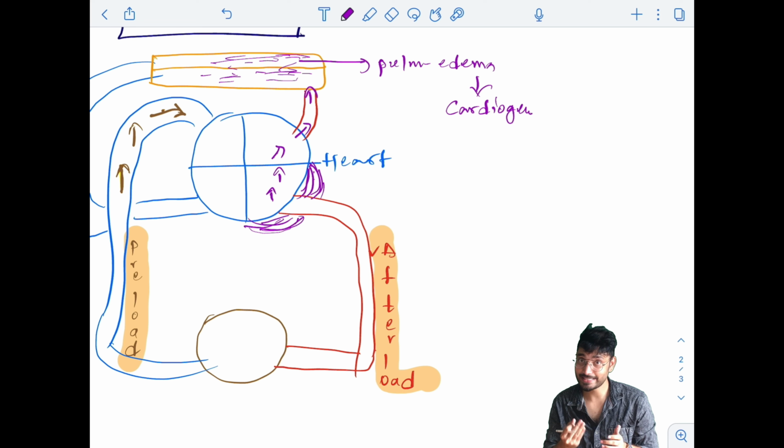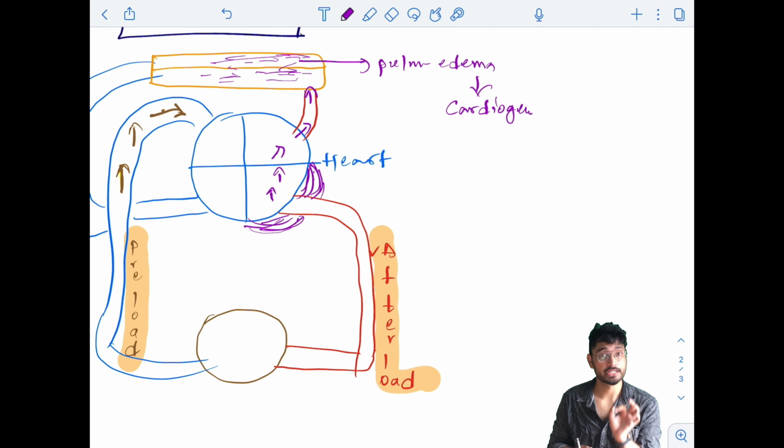Next, we should decrease the afterload of the heart. That means the blood vessels which are vasoconstricted must be vasodilated. Next, we have to decrease the heart rate, to decrease the normal load of the heart. Because the heart is in a failure state and unable to work, and if it is working like anything, the failure condition will worsen. So these are the three conditions which we have to treat in a CHF patient.